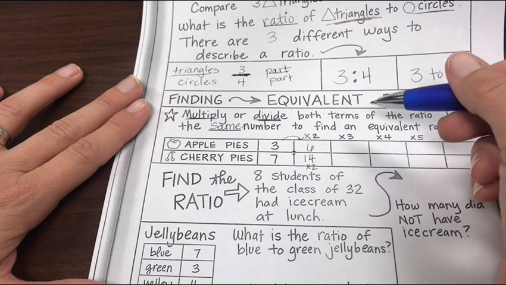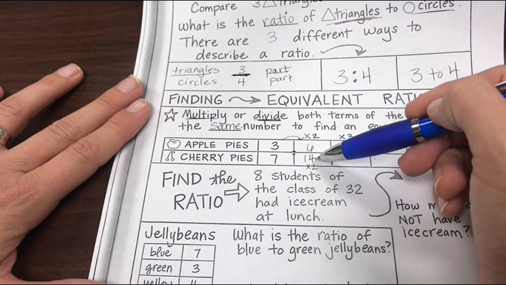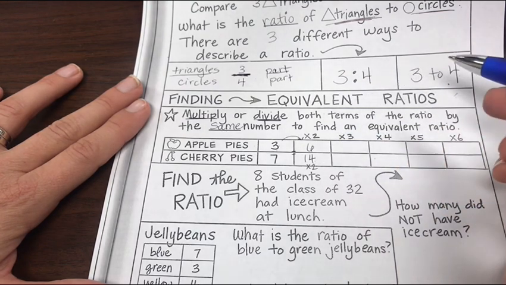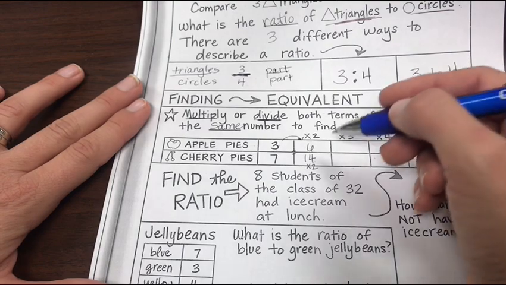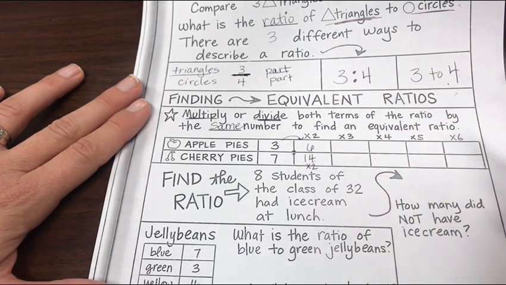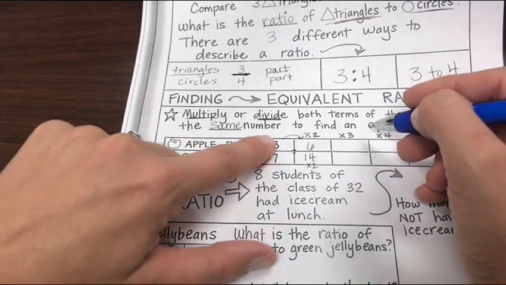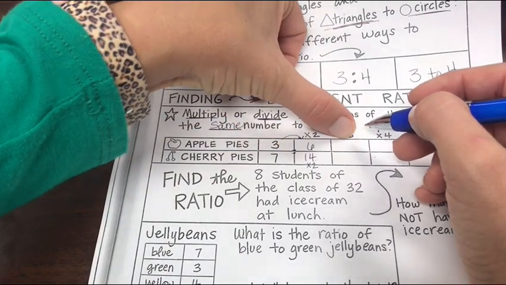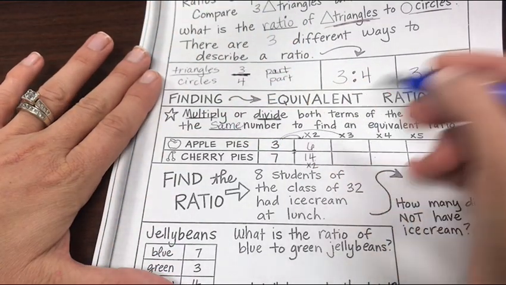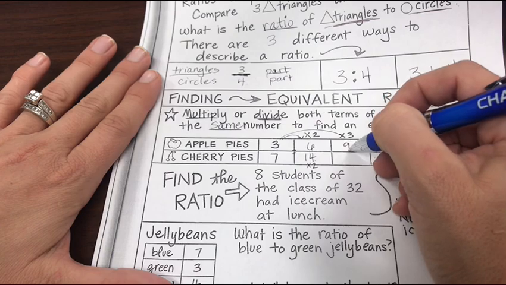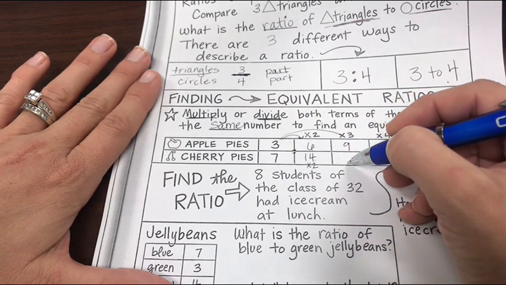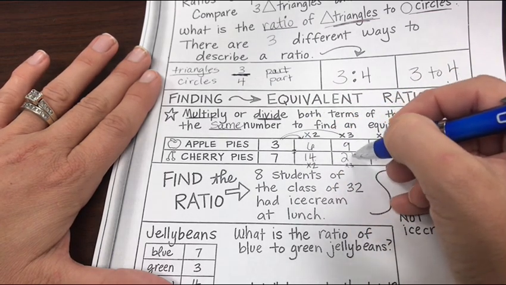And that's the cool thing about ratios, is you can simplify them just like a fraction, even though they're not technically a fraction. They're a comparison of 2 things. So then we have apple pies. Let's say 3 times 3. Okay, and I always like to put my little things like this. 3 times 3 is 9. So 7 times 3 is going to be 21.